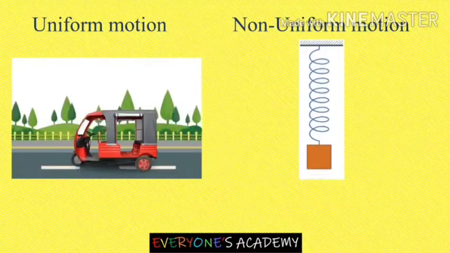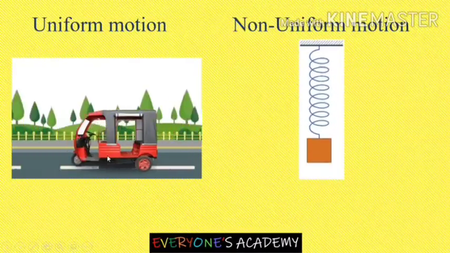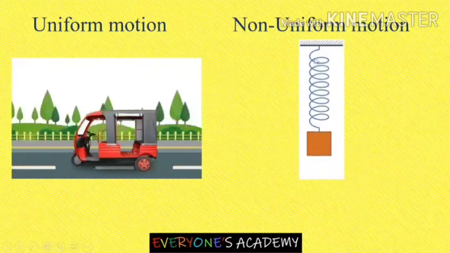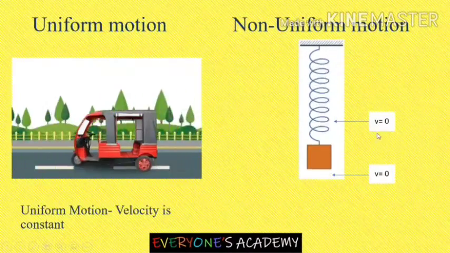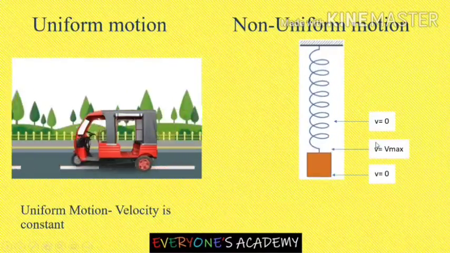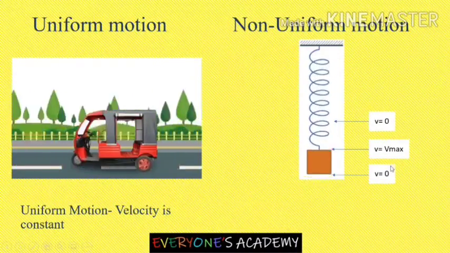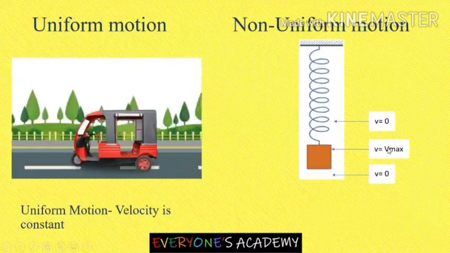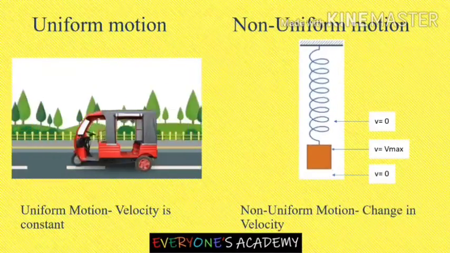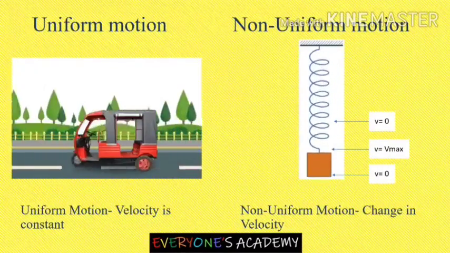For example, this auto rickshaw is moving with a uniform velocity, but in case of a mass and spring system, at extreme positions velocity is 0 and at the center position velocity is maximum. That means velocity is changing. So we can say that this is the case of non-uniform motion. So remember, uniform motion is that motion in which velocity is constant.